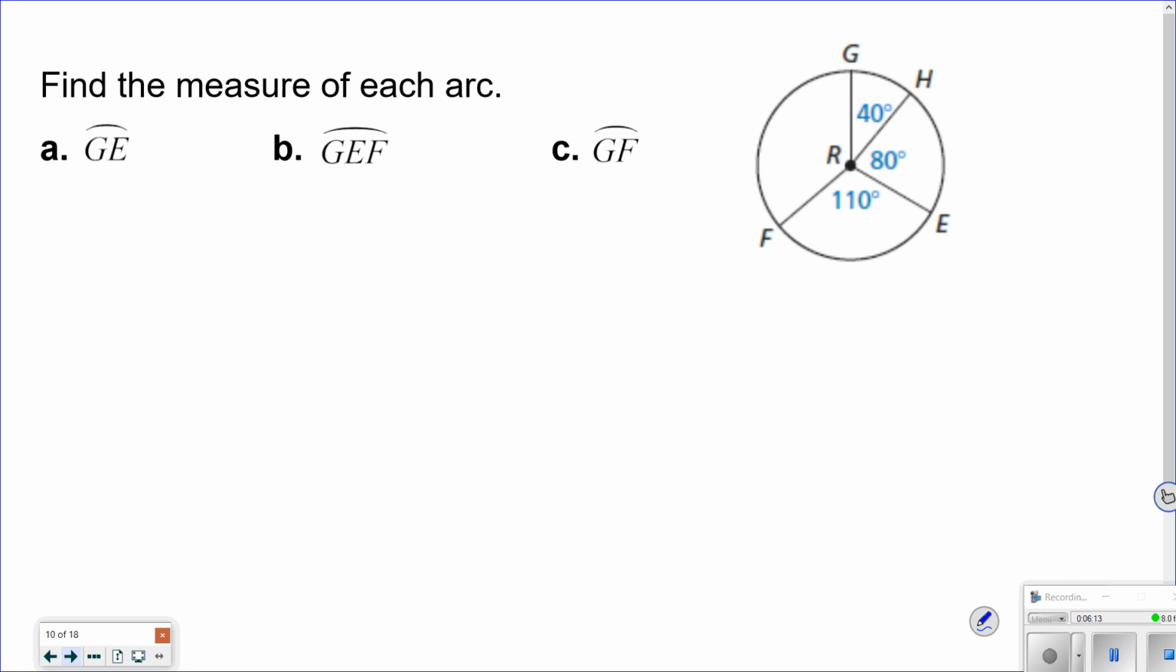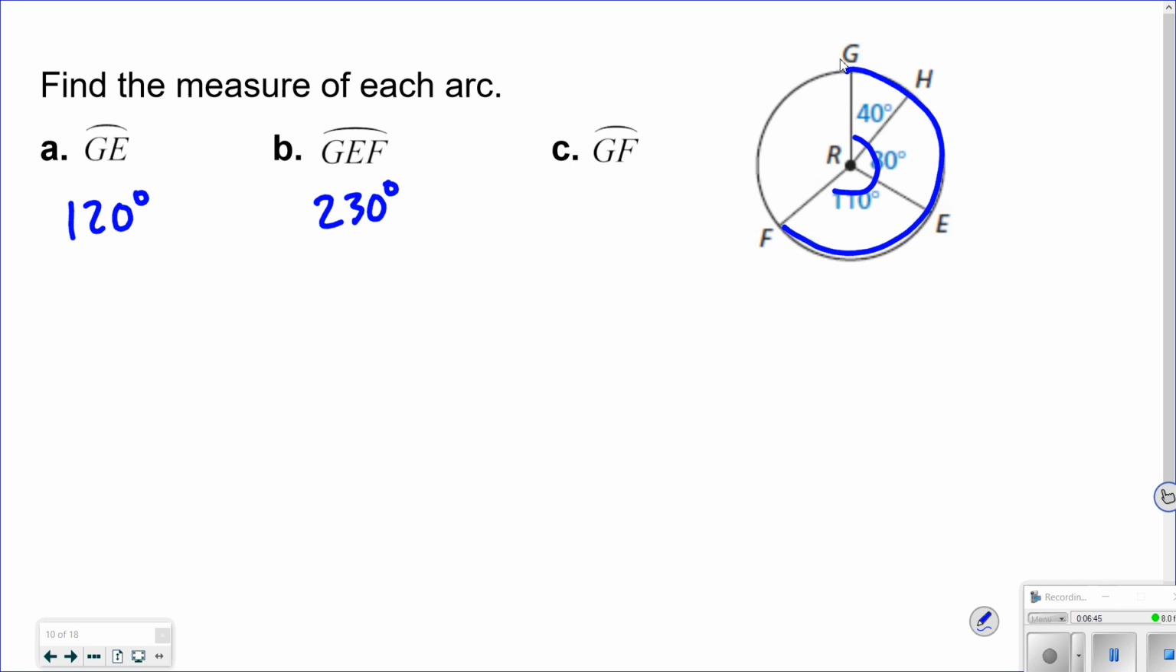Let's do a couple more problems. So arc GE. GE, it's just those two angles. Those are the two essential angles that form those two arcs. So if we add those together, it'd be 120 degrees. GEF. GEF is going all the way around there. I'm just going to add those three central angles together to get that. So 40 plus 80 plus 110, so it's 230 degrees.